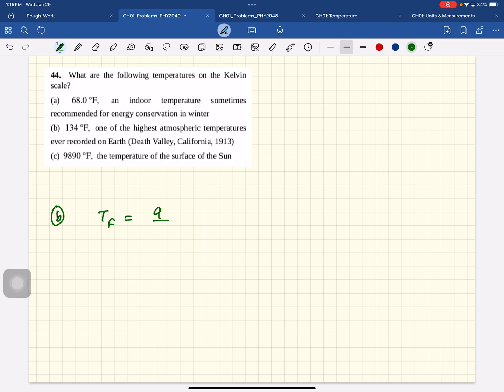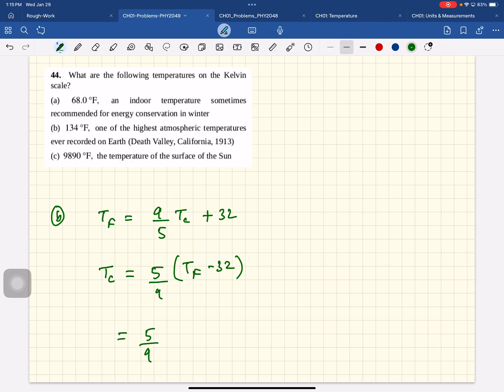Temperature on the Fahrenheit scale is related to the Celsius scale like so. Temperature on the Celsius scale is the Fahrenheit temperature minus 32, multiplied by 5/9. Here is roughly the rule of thumb: if you have a temperature on the Fahrenheit scale, subtract 30 from it and then divide by 2. So 72 degrees Fahrenheit, 72 minus 32 would be 40. 40 divided by 2 would be 20. That's a quick calculation.